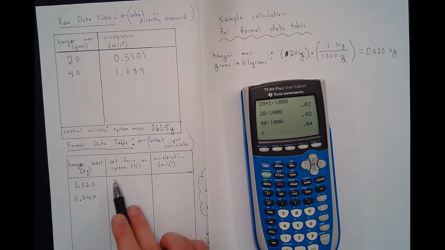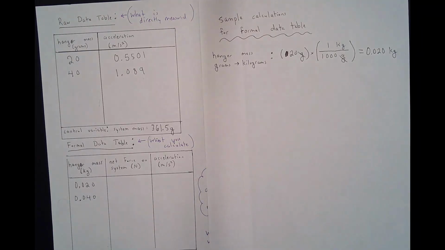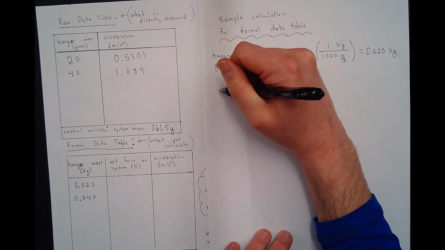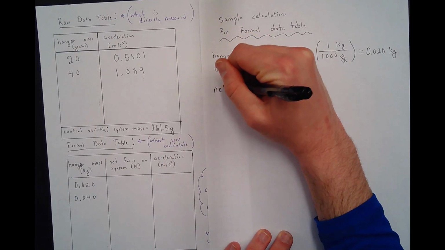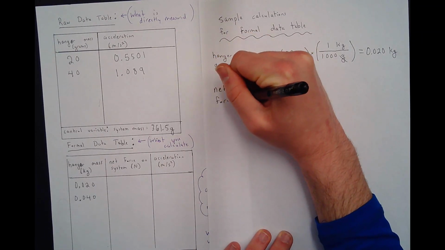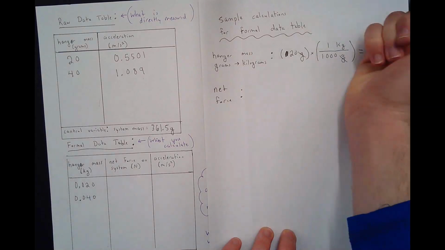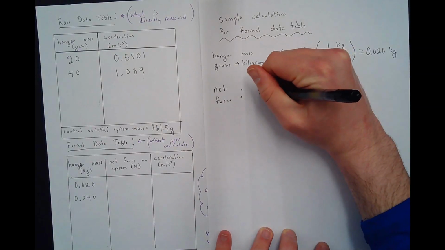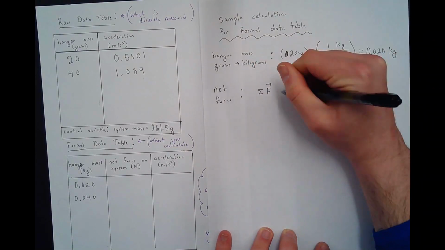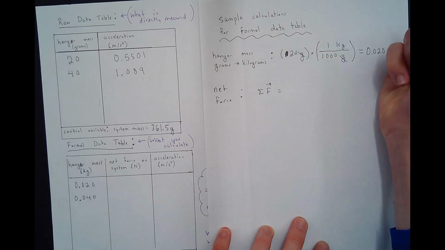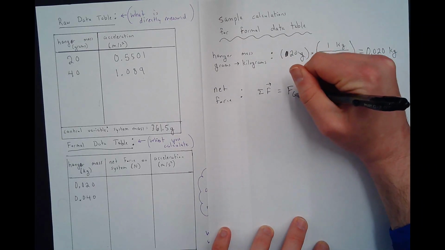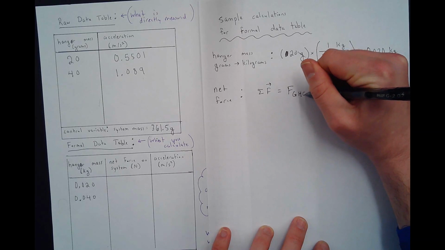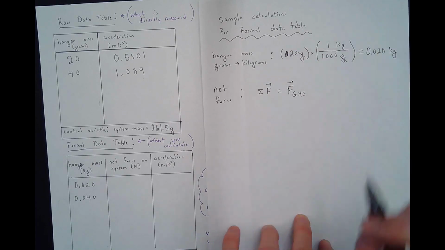Now, how do we compute the net force exerted on the system from the hanger mass? Well, let's go ahead and do that sample calculation together next. So, the net force calculation. We're going to start by expressing our thinking in variables. The net force exerted on the system is equal to the gravitational force on the hanger by the Earth. See the pre-lab for more information about that.